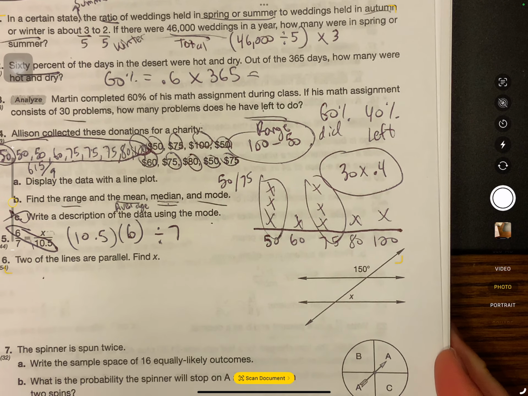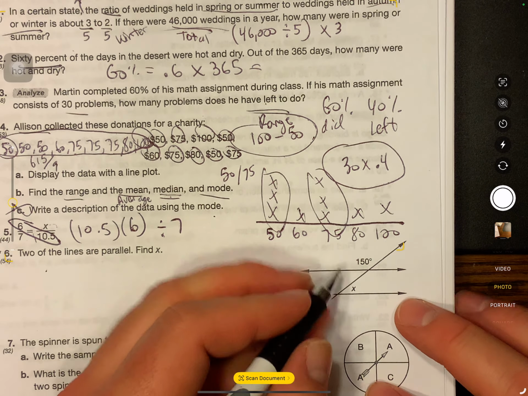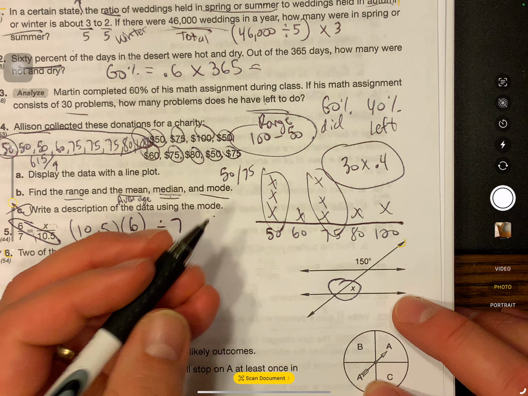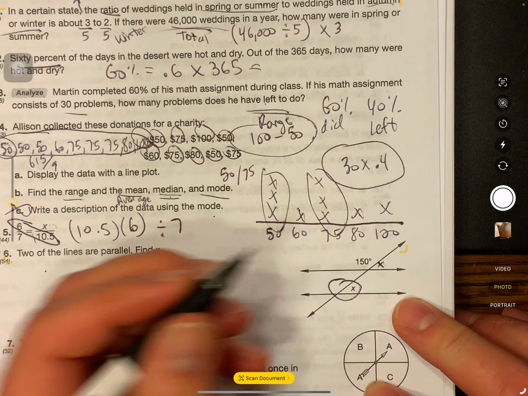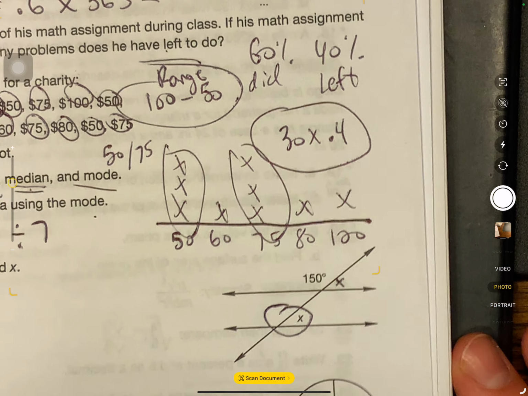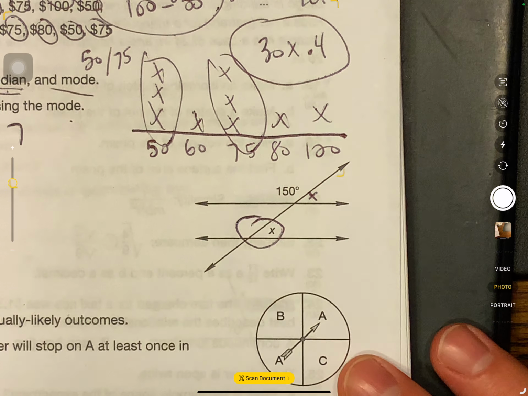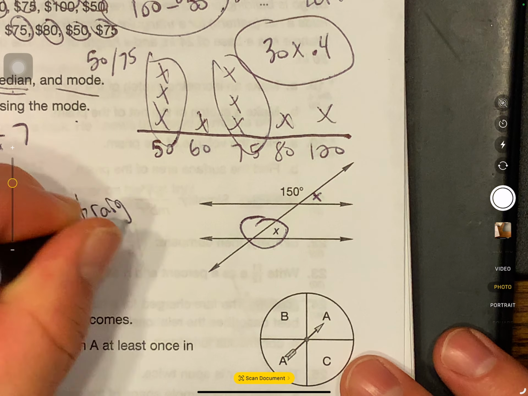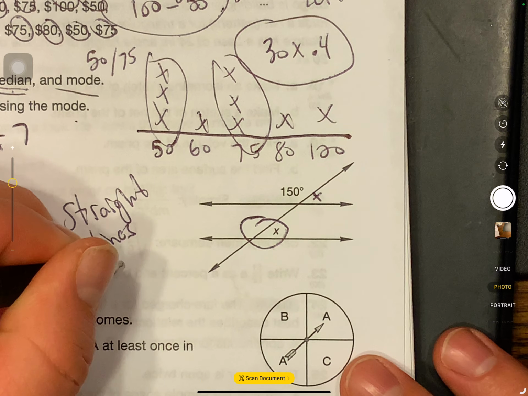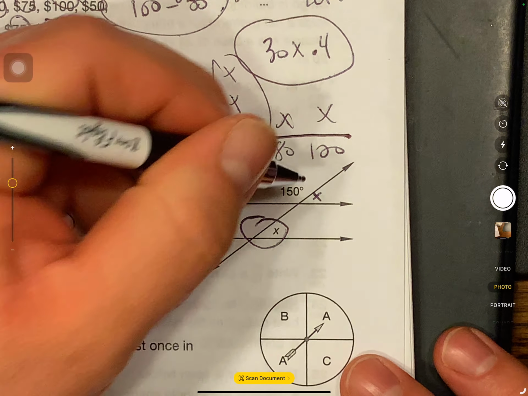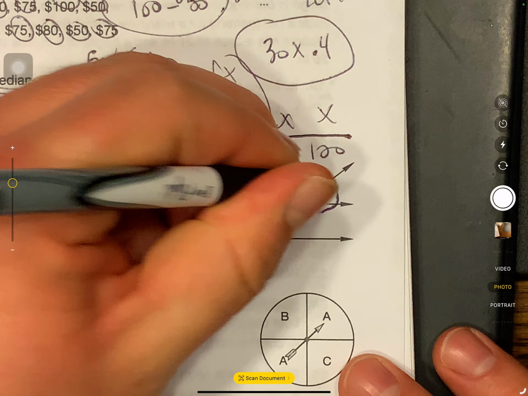Next, we have a situation here. It says find x. X is an acute angle, and it's the same value as this right here, so we can put x there too, okay? So we're going to find this value, and what you have to know is that straight lines have what? Straight lines have 180 degrees. So if both of these add together to make 180, then you should be able to figure out what x is, since that's 150. Okay, and just remember that this value is the same as this value. It's the same. Okay, so do that math.